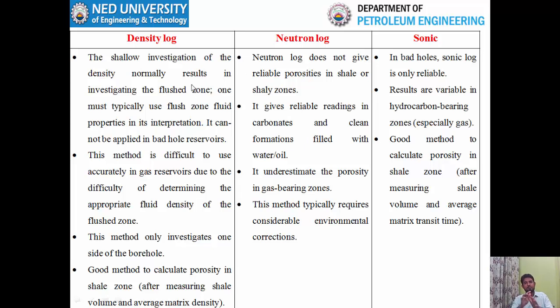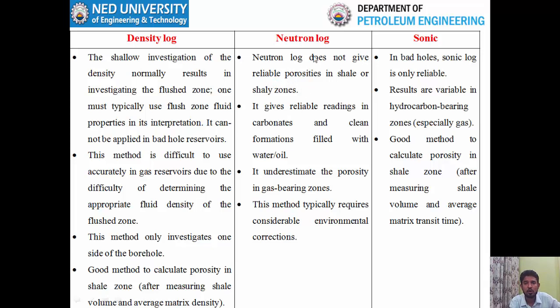These are basically the comparison of the density, neutron and sonic logs. We have seen that the density log has a very shallow investigation, and because of this it cannot be applied in bad hole reservoirs. So when you have a large washout or caving, you cannot use the density log to calculate porosity. You can only use the sonic log to calculate porosity in bad holes.